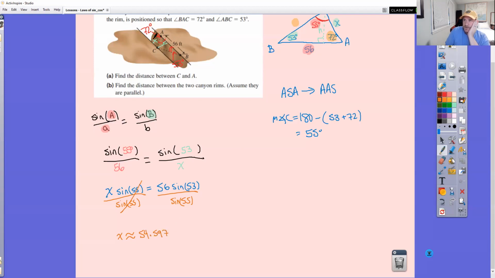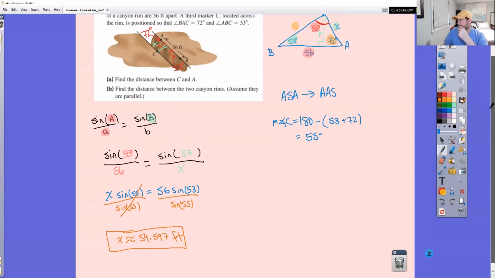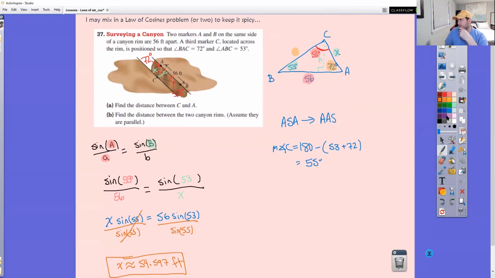And again, since this is supposed to be modeling a real world application, you do want to include units in your answer. These are feet. Okay, but now we also wanted this height. And to find that height is a piece of cake, because that height, when it drops down, it carves out of this triangle a right triangle. So we don't need the law of sines or the law of cosines for this. We can use regular old basic right triangle trigonometry.